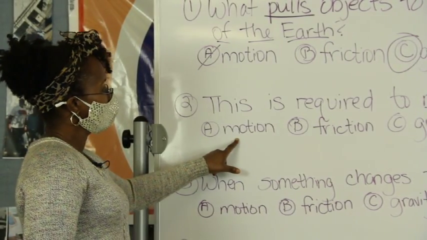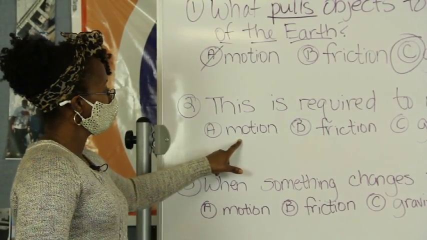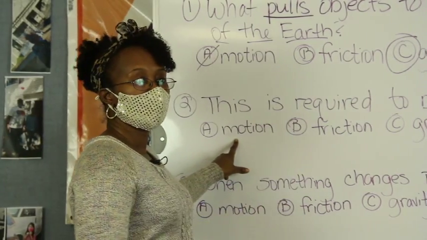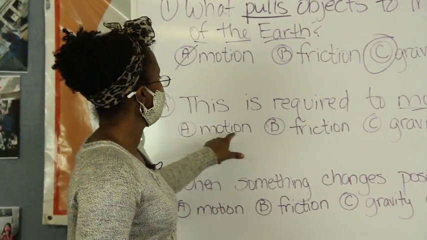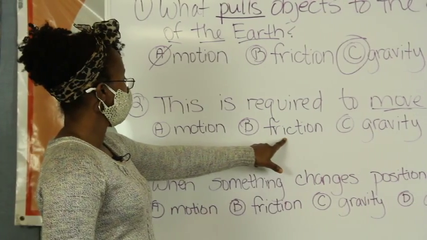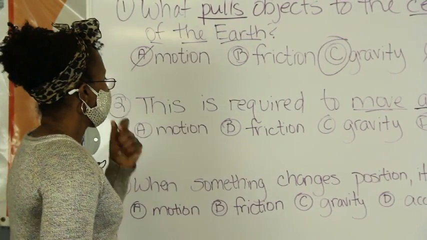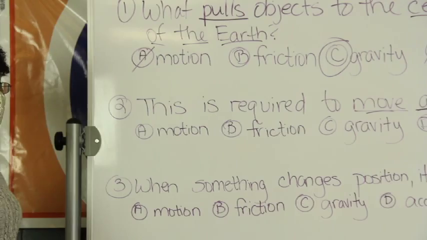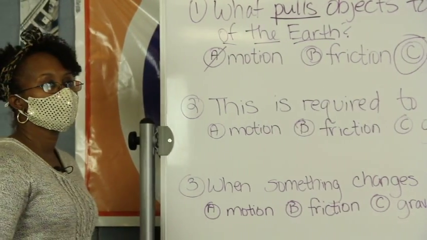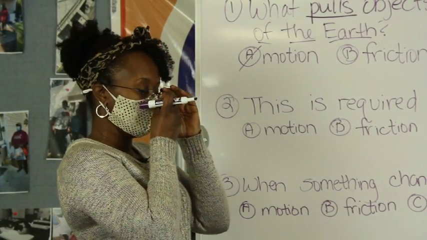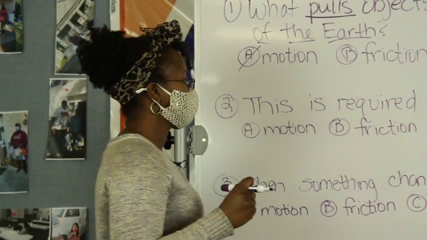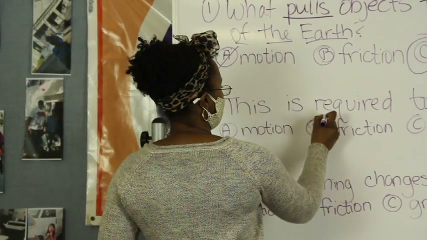but let's just hold off on choosing that one. We're going to read them all. Remember, you need to read all of your answers. B is friction. Friction, if you recall me saying, friction is what slows things down and make them stop when objects rub together. So we're going to cross that one off.